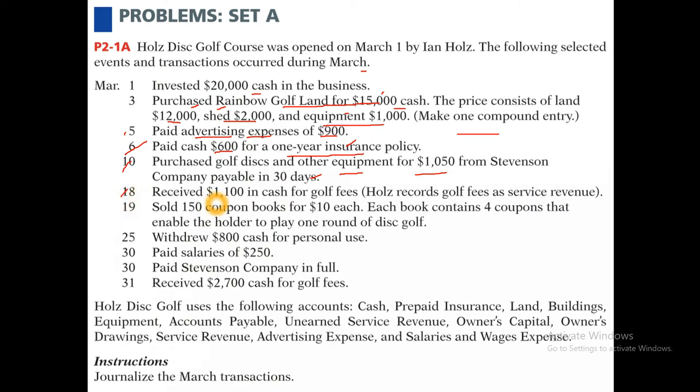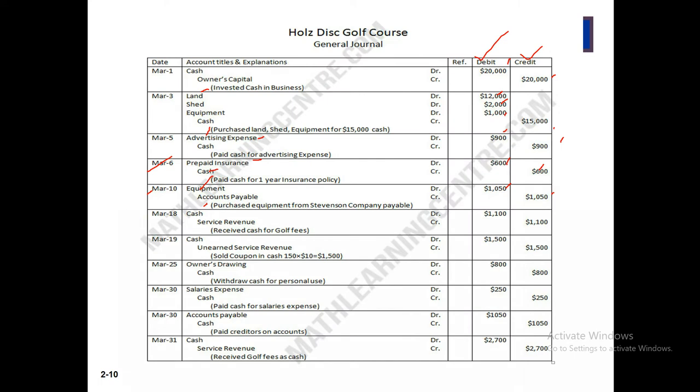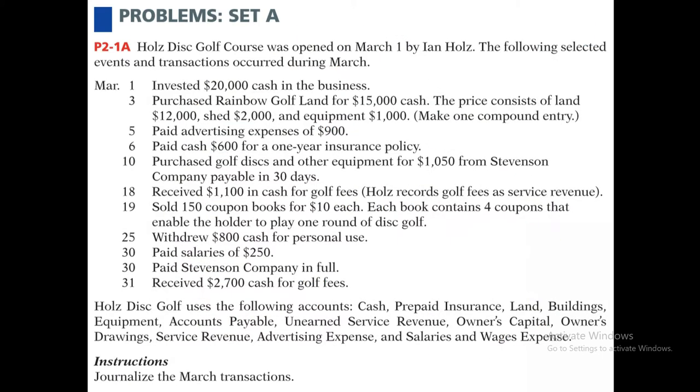March 18, received $1,100 in cash for golf fees. Whole Disc Golf records golf fees as service revenue. So we know that we are getting cash, so cash debit and revenue credit. So this is the March 18 transaction: cash debit $1,100 and service revenue credit $1,100.